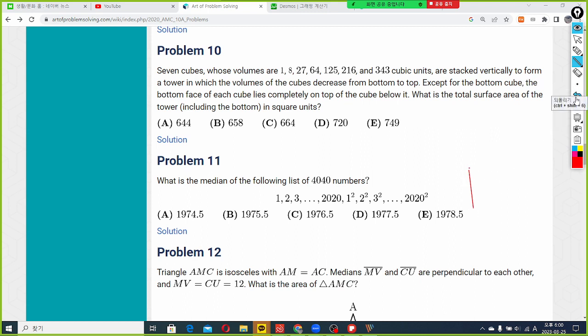Does the surface area exclude the area that is covered by another cube? You're right. Let's say two cubes look like this, one cube on top of another. So that means this adjoining area is excluded.